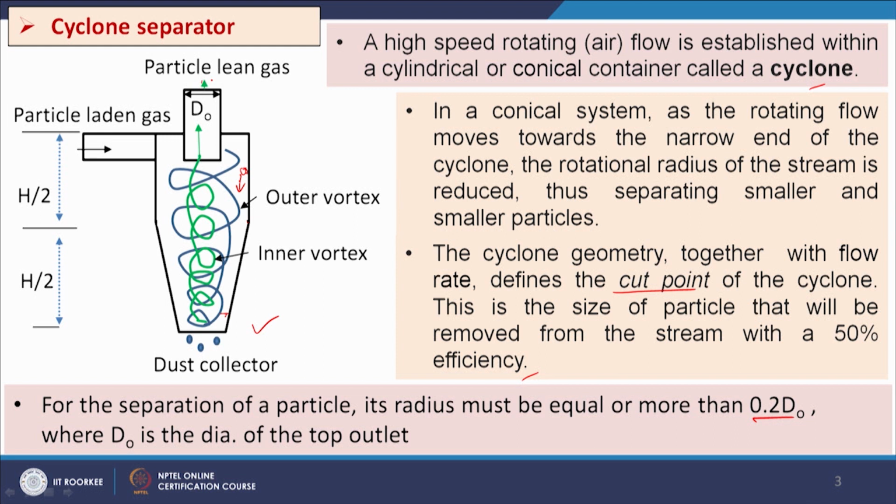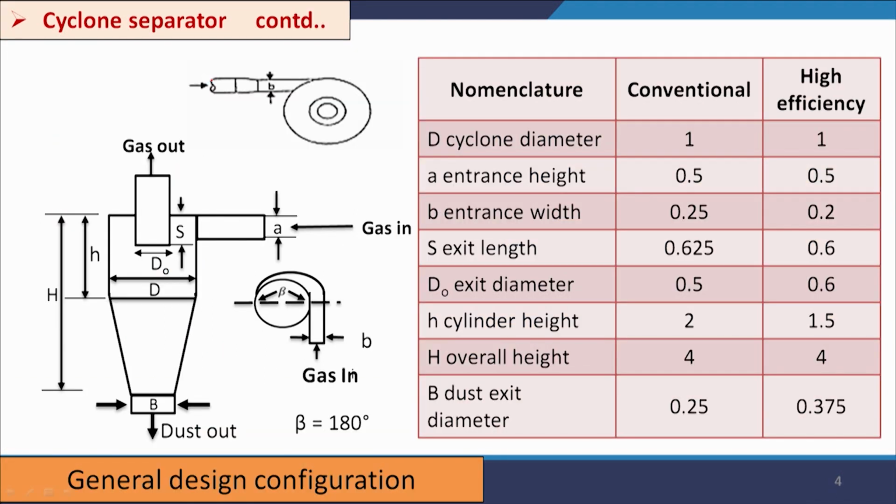Now, we will see the typical dimensions of a cyclone separator, like the total height, the cylindrical height and the conical height, and then the inlet duct length and width. All of those will depend upon the diameter of the cylindrical part. On the basis of that diameter, the other lengths will be decided.